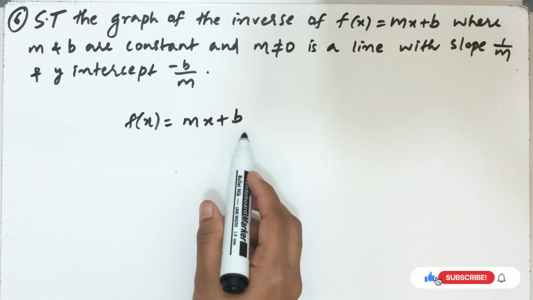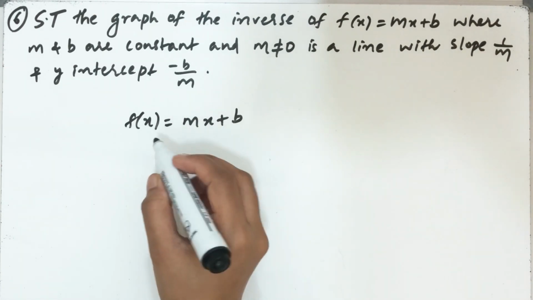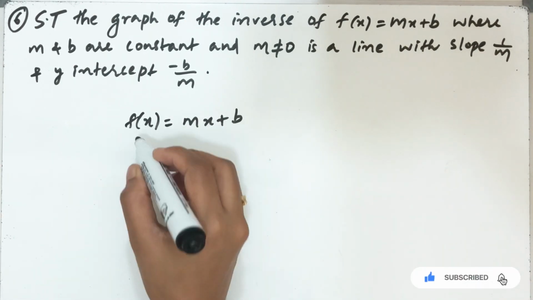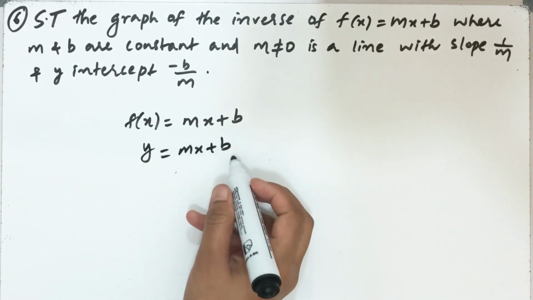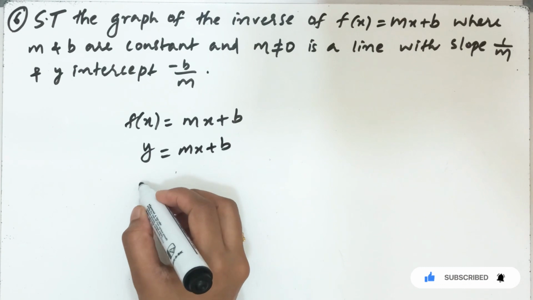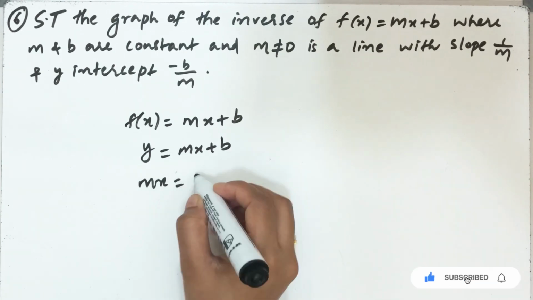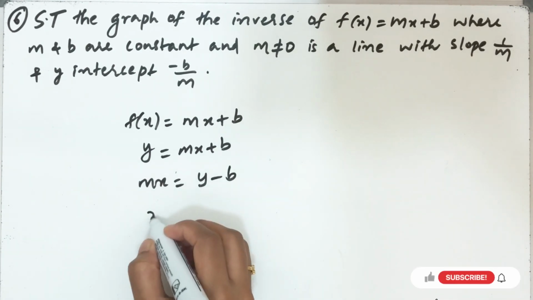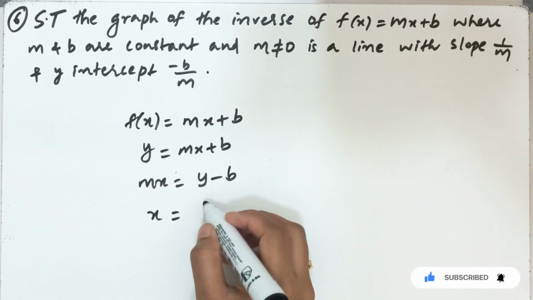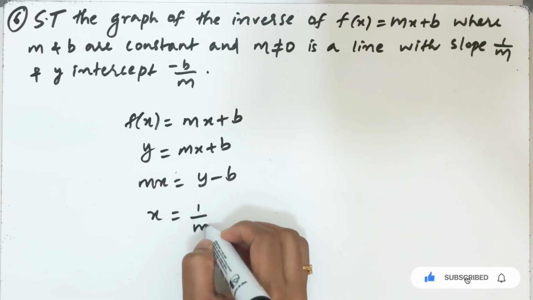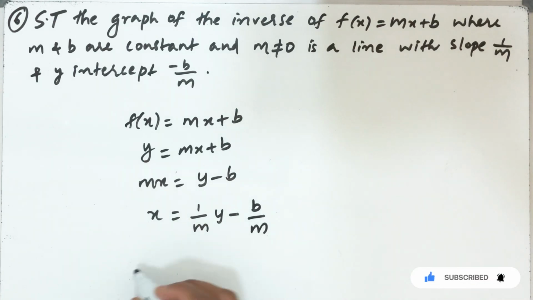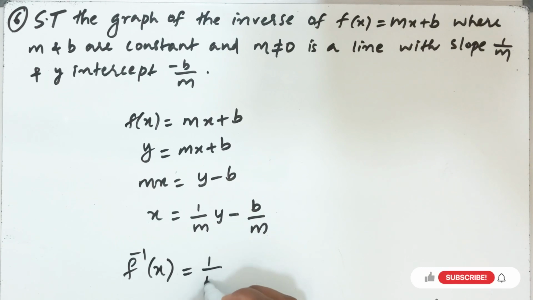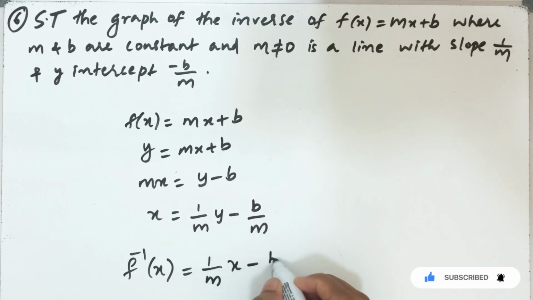So what is inverse? To find the inverse, just express x in terms of y. This is nothing but y equal to mx plus b. Expressing x in terms of y, we get mx is equal to y minus b, or x is equal to y minus b by m, that is 1 by m into y minus b by m. So this is f inverse. Interchange x and y. f inverse of x is equal to 1 by m into x minus b by m.